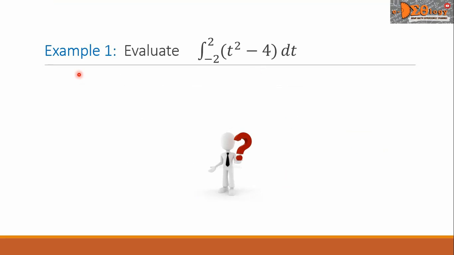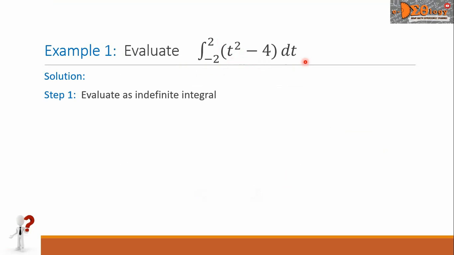Let's see this example 1. Evaluate the integral from negative 2 to positive 2 of the function t squared minus 4 dt. For our solution, let us evaluate this as an indefinite integral. So we have the integral of t squared minus 4 dt, and the integral of t squared is t cubed over 3, minus the integral of 4, which is 4t.